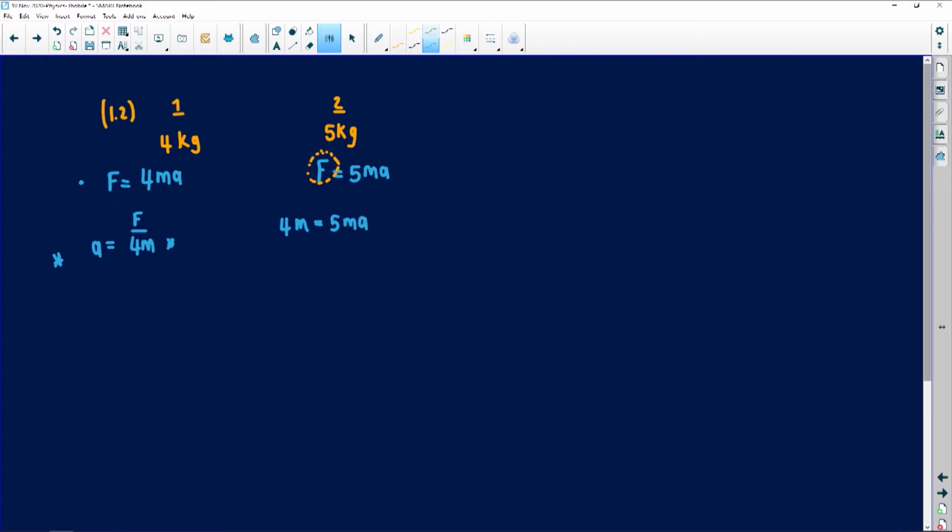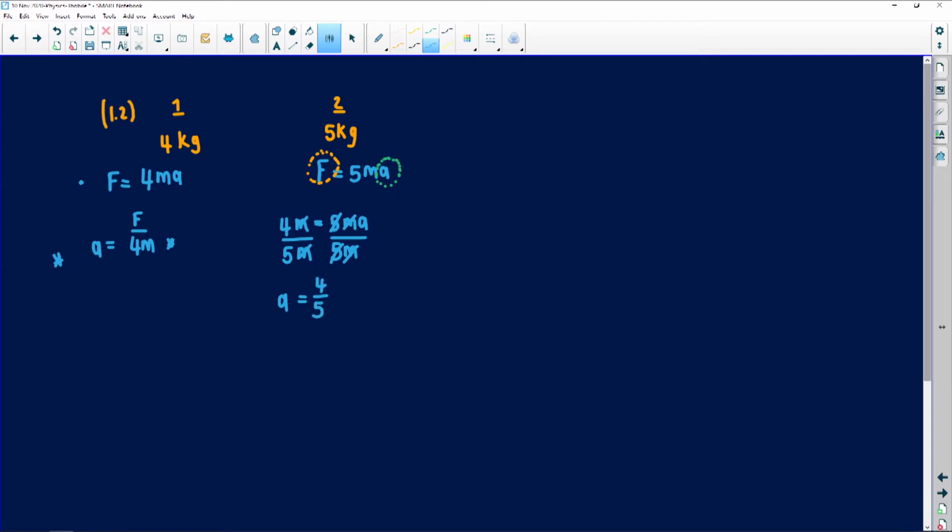What does the question say? They want us to calculate the acceleration that the 5 kilogram block will then move. I'm looking for A on this side. To get A alone, I divide both sides by 5m. The 5 and the 5 will cancel, m and m will cancel, which leaves my A on this side as well as 4 over 5.